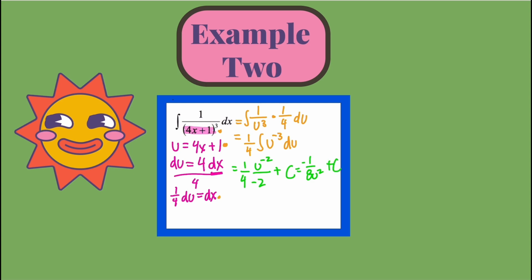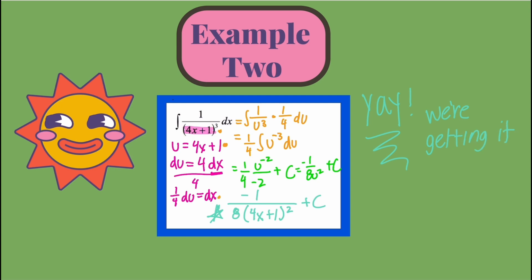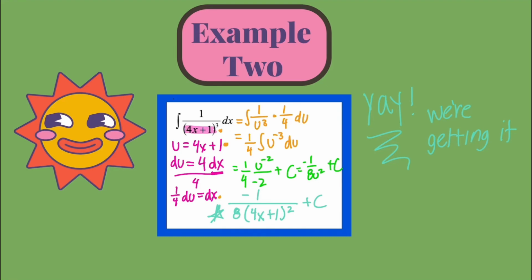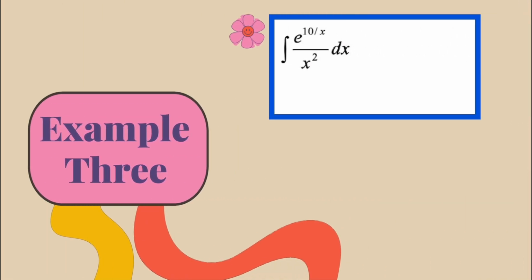Now that we have our final antiderivative fully simplified, let's move on to the last step, and that's going to be negative 1 over 8 times 4x plus 1 squared, because we're plugging in our original terms one last time. And that's how you solve example 2. Yay! On to the next problem.